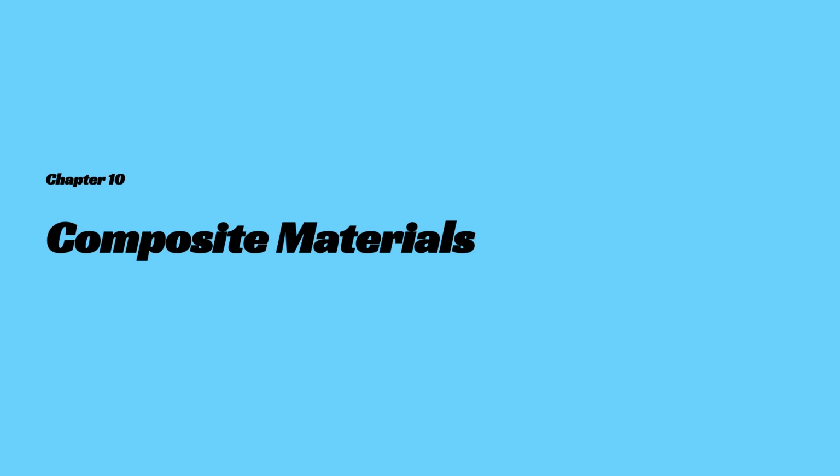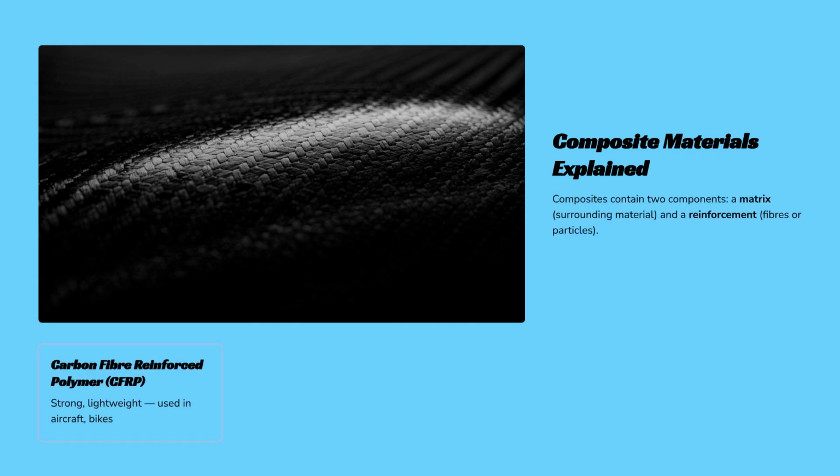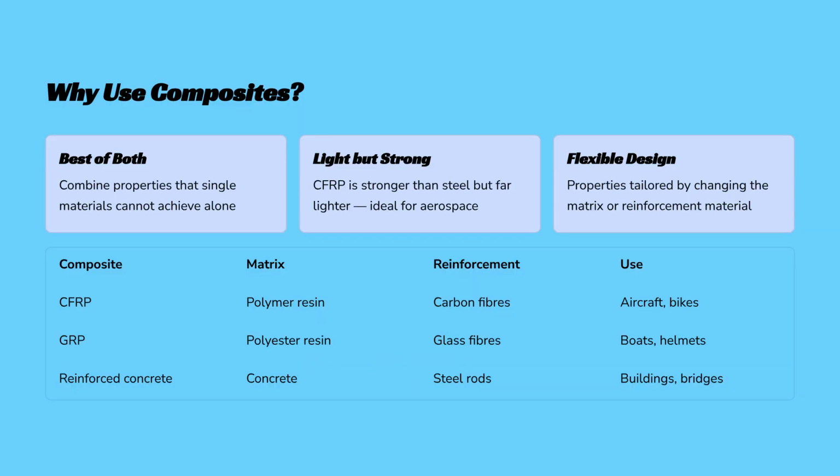Chapter 10 delves into composite materials, which combine different materials to achieve superior properties. Composites consist of a matrix, the surrounding material, and a reinforcement, such as fibers or particles. Examples include carbon fiber reinforced polymer, glass reinforced plastic, and concrete. Composites offer the best of both worlds, achieving properties single materials cannot.